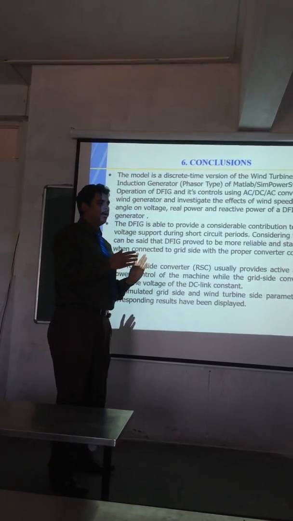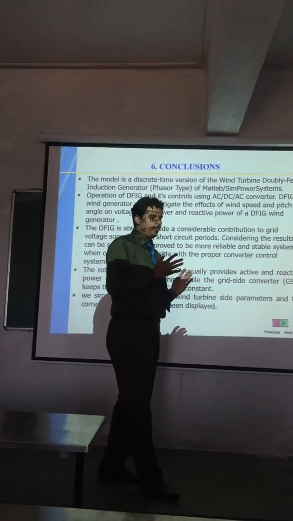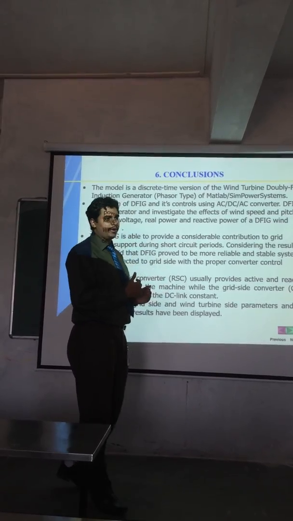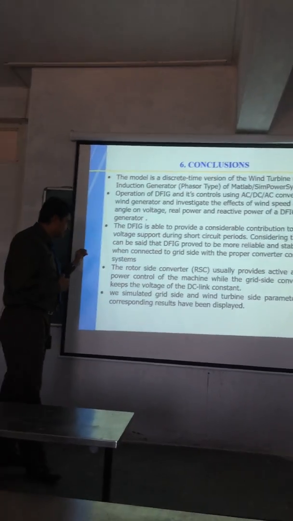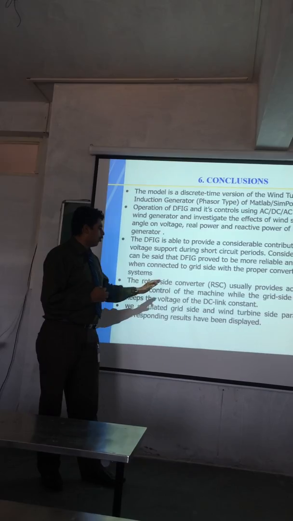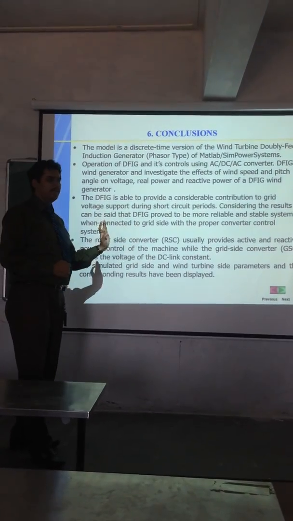Yes, you can get some harmonics, but if you are using proper filtering techniques, those harmonics are reduced and make the system quite stable. The rotor side converter provides active and reactive power control of the machine with the grid side connected converter, and keeps the voltage constant.